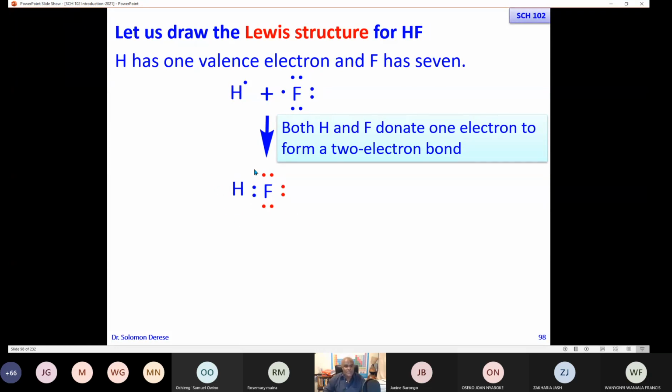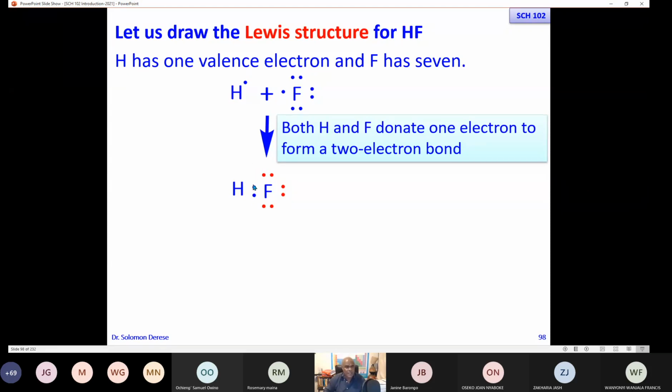When the Lewis structure of HF is written, one, we only use the valence electrons: 1 valence electron from hydrogen, 7 valence electrons from fluorine, a total of 8 electrons. The other rule we followed is the octet rule. Around the fluorine, we have 8 electrons. We also followed the duet rule. Around the hydrogen, we have 2 electrons.